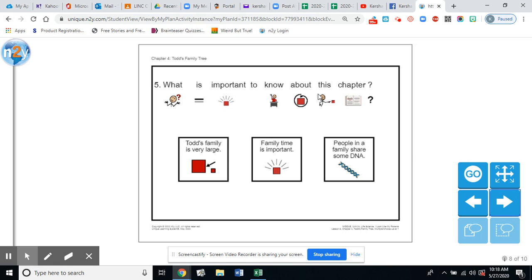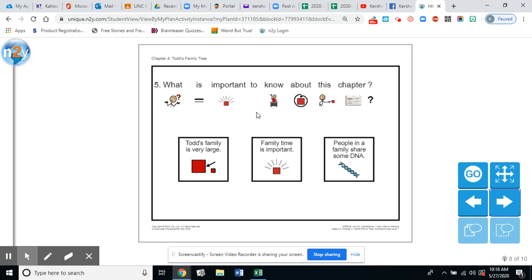What is important to know about this chapter? Todd's family is very large. Family time is important. People in a family share some DNA. And again, you're going to have to think about the main idea of this story. Why was it written? What was the author's purpose of writing this story?